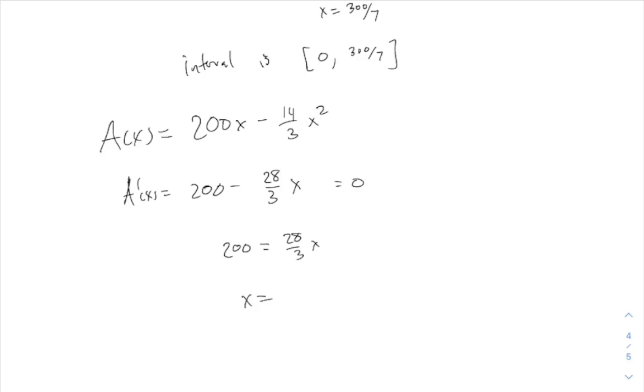Nobody did? We got this far? 9.3 repeating? Yeah, I think I buy that. Well, that's what 28 over 3 is, isn't it? Oh, yeah, sorry. So this is 9.3 repeating equals 200. And then you divide that. 150 over 7? Yeah, that's what I got too. Okay.